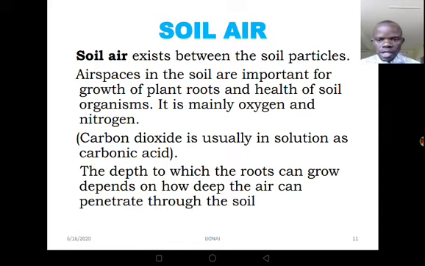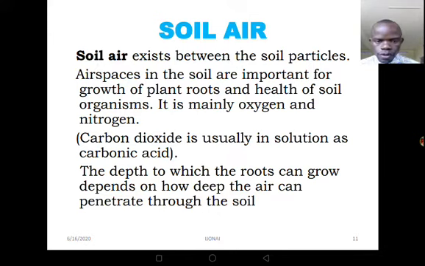It is mainly oxygen and nitrogen. Carbon dioxide is usually in solution form as carbonic acid. Like you saw in the first lesson, we realized that carbon dioxide in the atmosphere dissolves in the water to form a weak acid, and that weak acid is the carbonic acid.